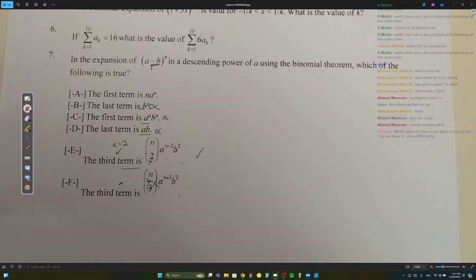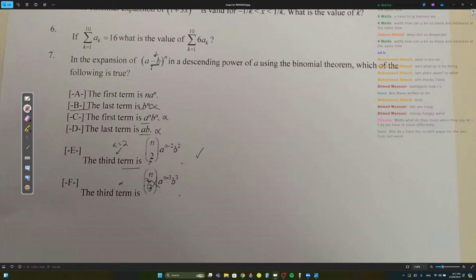Wrong. Can somebody back me up on if part B is correct or not? I think it should be wrong because it should be minus b to the power of n. Just please make sure for me. But it should be wrong because it's negative b here.